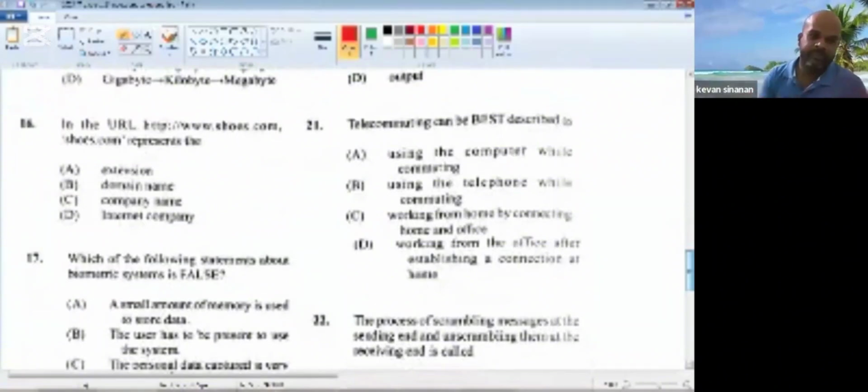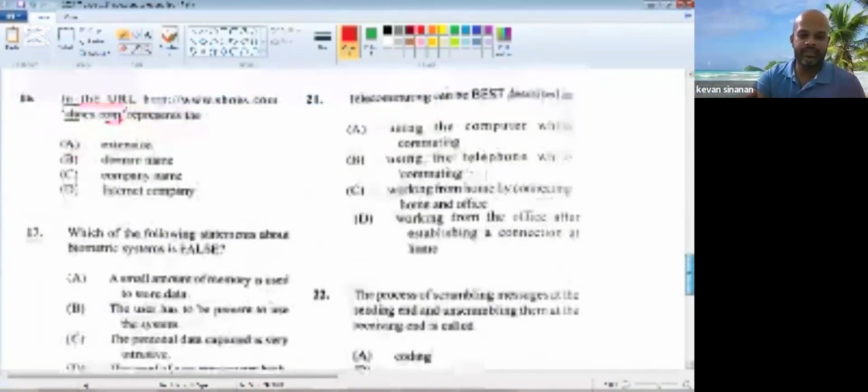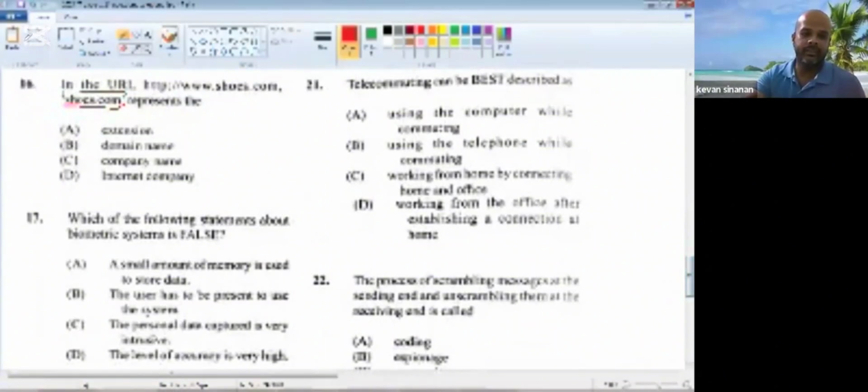Number 16, in the URL http://www.shoes.com, shoes.com represents, not the extension, not the domain name. Some of us may think it is the company name or the internet company or your internet service provider, but it's not, it's actually the domain name.